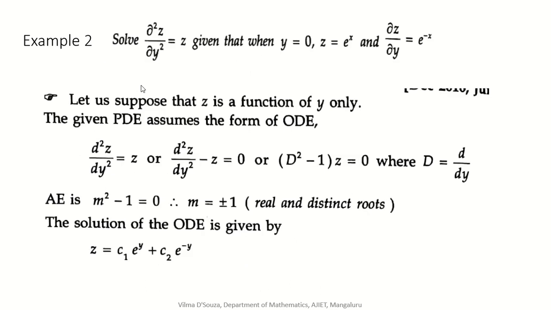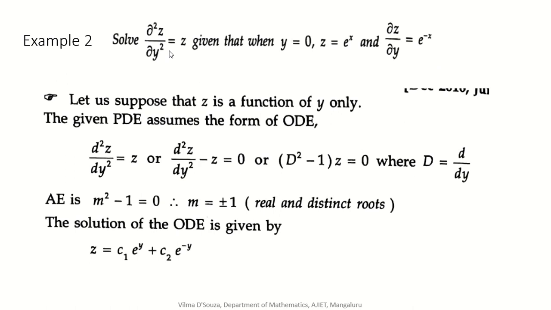We will consider one more problem. Solve dou square z by dou y square is equal to z, given that when y is 0, z is equal to e power x and dou z by dou y is e power minus x. The given equation is dou square z by dou y square is equal to z.